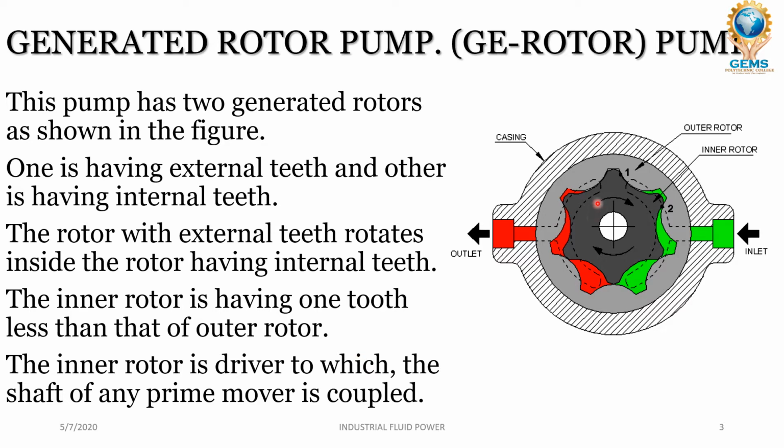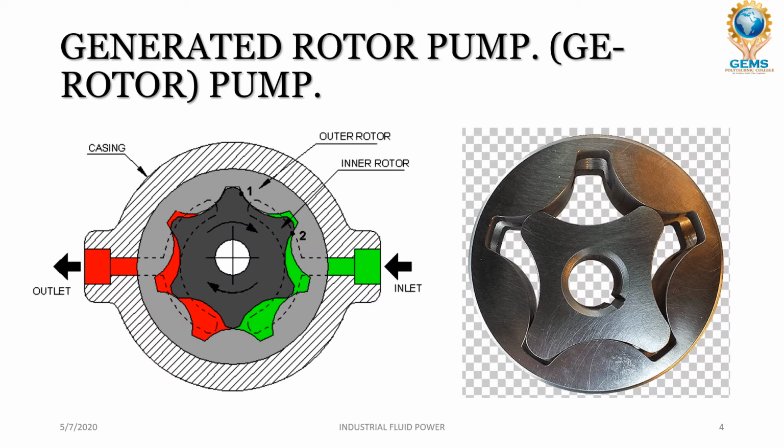This rotates the outer internal teeth rotor. The outer internal teeth rotor is connected with the casing, so that fluid comes in this way and goes out this way. So this is the actual industrial part of the G-rotor pump. If the outer rotor has 5 teeth, the inner rotor has 4, one less than the external.